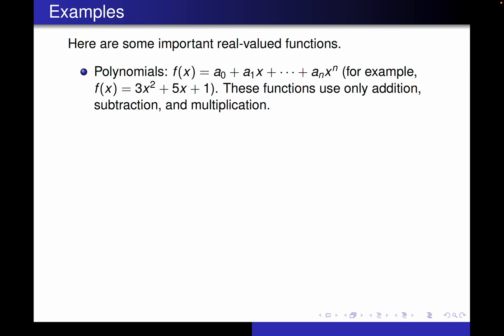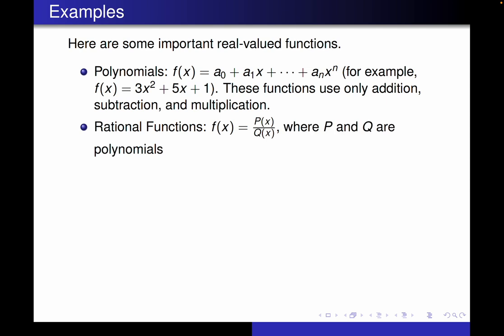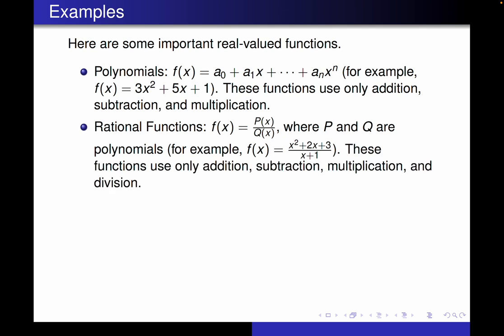The defining property of polynomials is that these functions, if they're interpreted as actions, use only addition, subtraction, and multiplication. Rational functions are very similar to polynomials, except they include the ability to divide. So you take two polynomials and divide them: p of x over q of x, where p and q are polynomials. Here's an example of one such rational function. And so these functions use addition, subtraction, multiplication, and division.